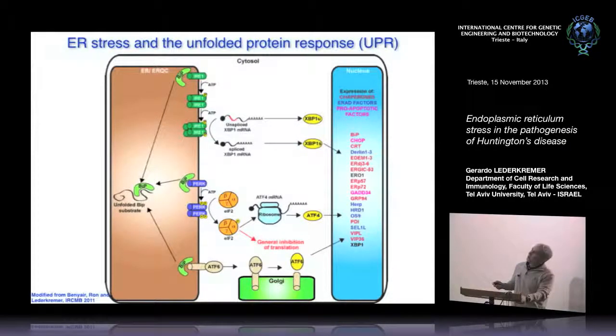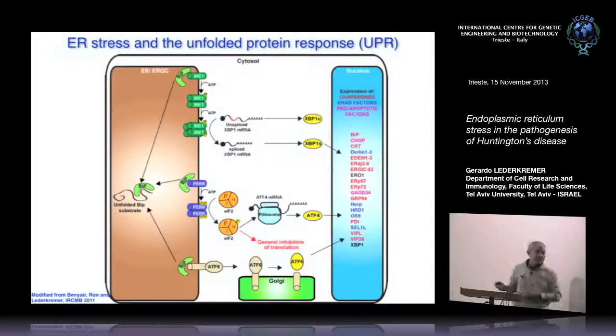In all cases, BIP, that I mentioned before, keeps the sensors in the inactive form; IRE1 and PERK remain as monomers. When there is accumulation of unfolded proteins, they bind BIP and displace it from the sensors. The sensors then dimerize and become activated. In the case of ATF6, BIP keeps it in the ER. When BIP is displaced, ATF6 travels to the Golgi, and this cleavage occurs in the Golgi.